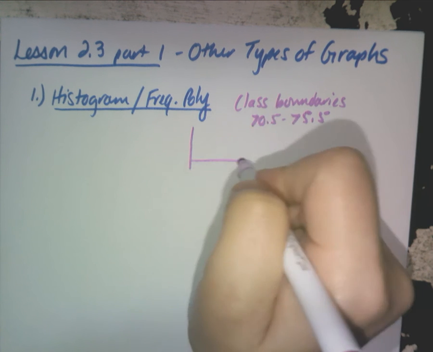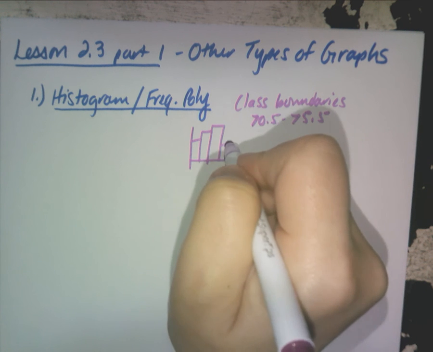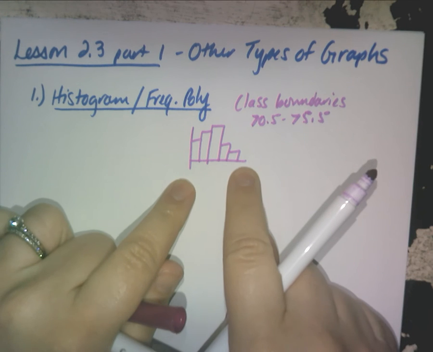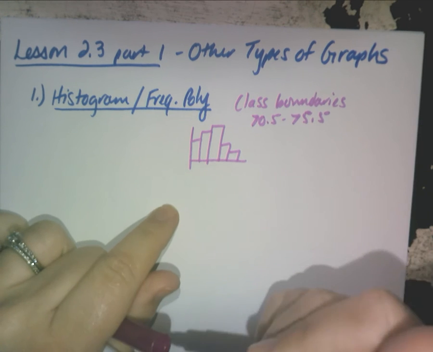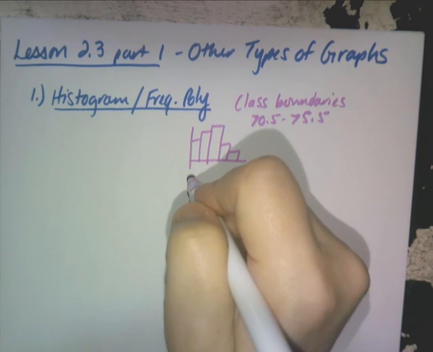And your histogram obviously is just a squished bar graph. That's really all it is. It's just a squished bar graph, and you put your boundaries here. And then what would be the frequency polygon then? What did we do for that one? You take the what?